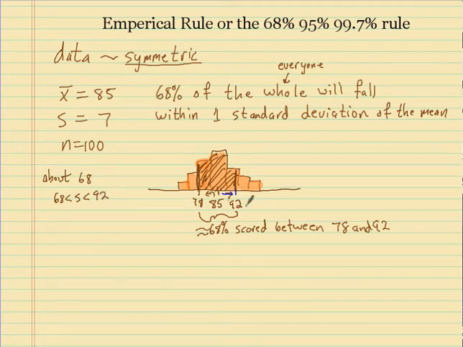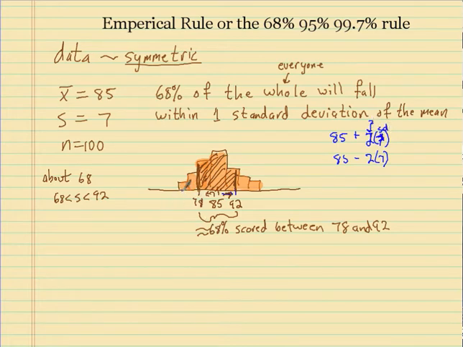Okay, so now the next part takes it a little further. It's going to say 2 standard deviations. So let's find 2 standard deviations. 2 standard deviations would be 14 away. It would be 85 plus 2 times 7, and 85 minus 2 times 7. This 2 would actually be the z-score, and the 7 would be the standard deviation. It's how many standard deviations.